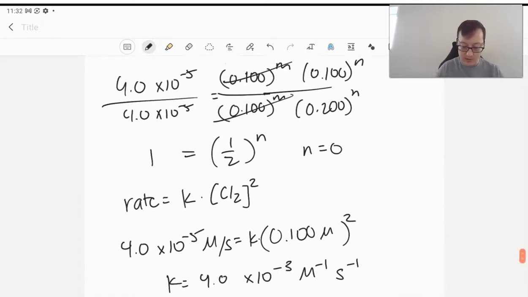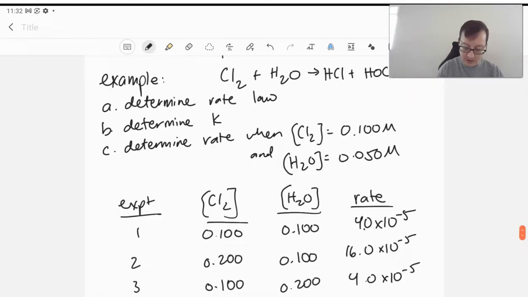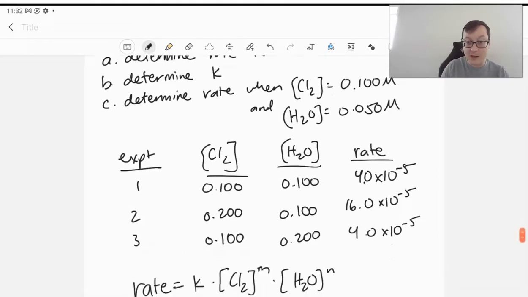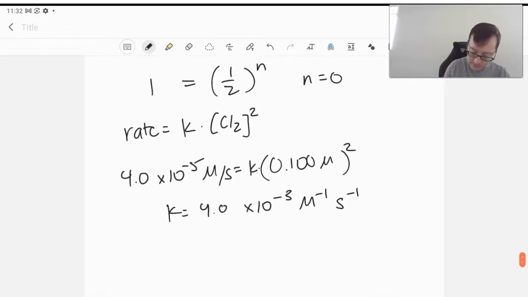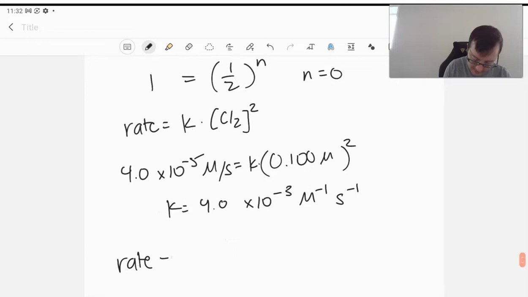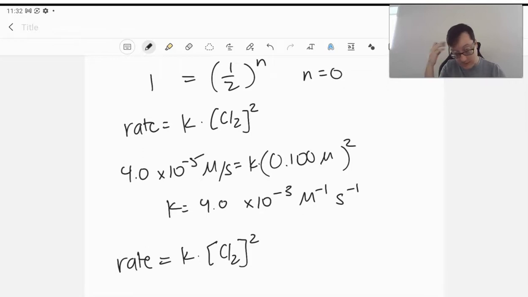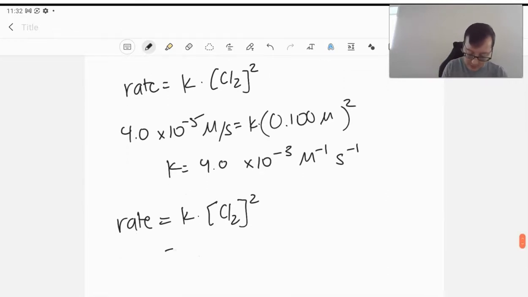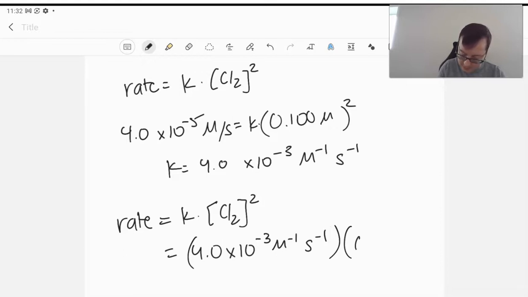And the last question was to find out the rate when we have given concentrations. So Cl2 is 0.1, H2O is 0.05. We saw that the 0.05 doesn't matter, but let's go ahead and see how to do that. So our rate is going to be K times Cl2 squared. So we don't need the water concentration at all. We know K is 4.0 times 10 to the negative 3rd per molar per second. And our concentration of chlorine is 0.100 molar. We've got to square that.